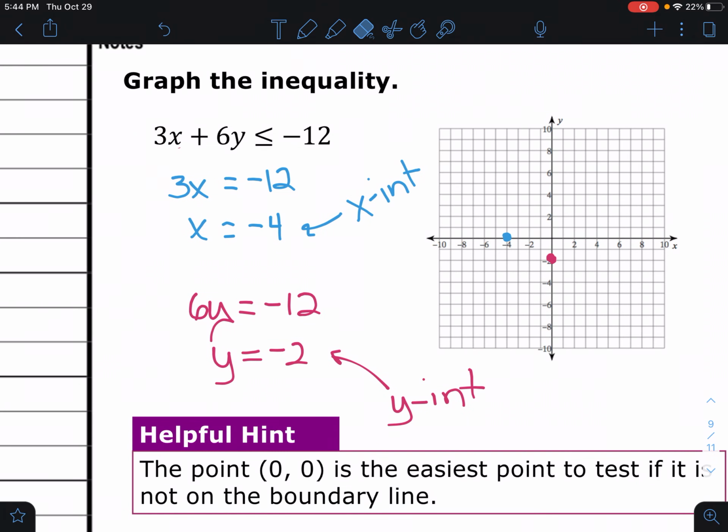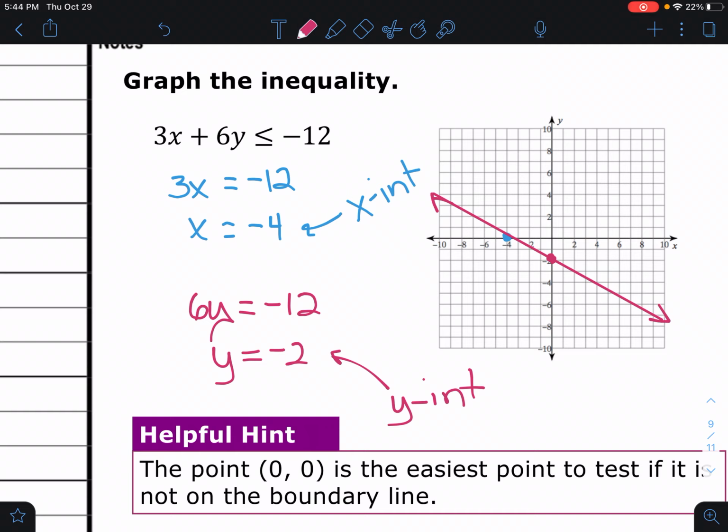I'll erase this here. Okay, now it says 3x plus 6y is less than or equal to -12. So or equal to, that means the boundary line is included. So this should be a solid line. I'm going to draw a solid line through these 2 points. All right. And now I have to figure out which way to shade.